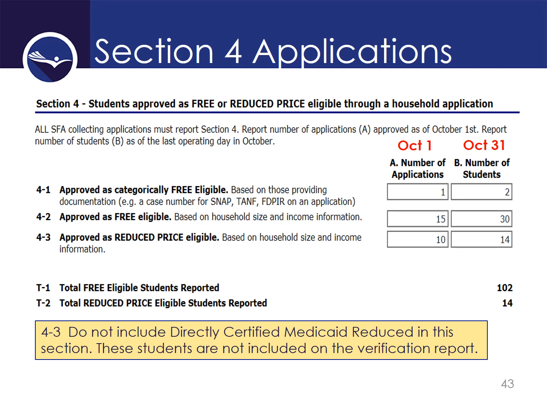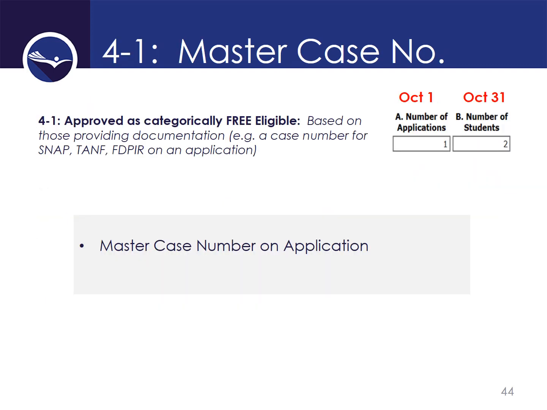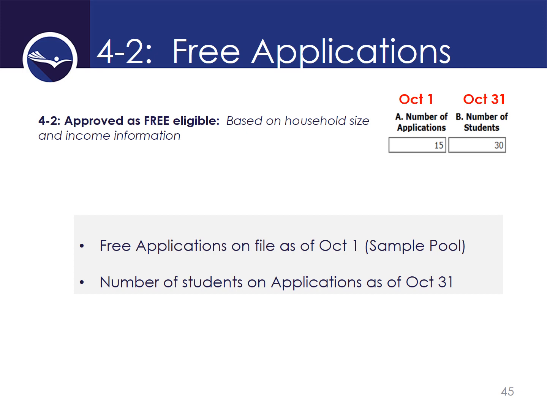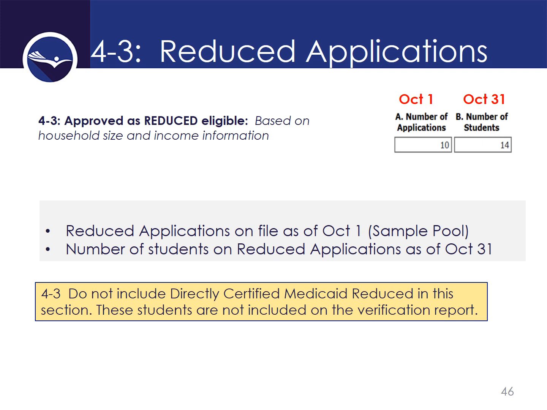Here's an example of Section 4 completed. We will go through each question. 4-1, for applications that were approved with a master case number and were not on the direct certification list. Report the number of applications in column A and the number of students in column B. In 4-2, report the number of free applications on file as of October 1st and the number of students approved as of October 31st. In 4-3, report the number of reduced applications on file as of October 1st and then again the number of reduced students as of October 31st.